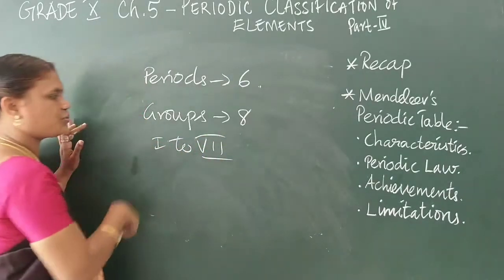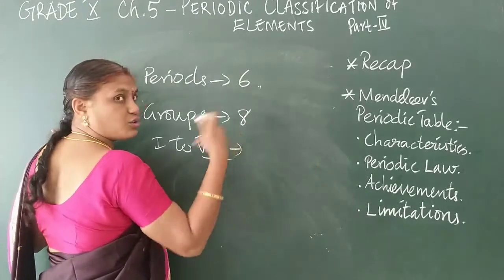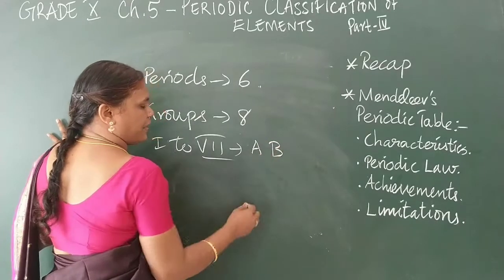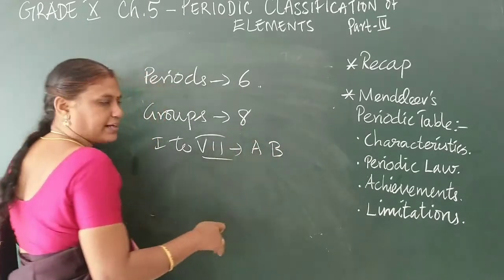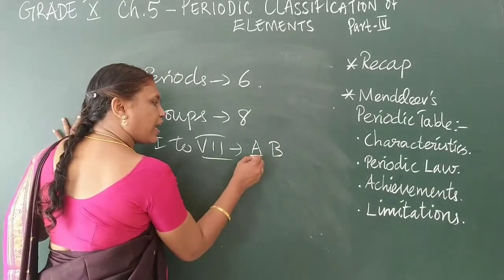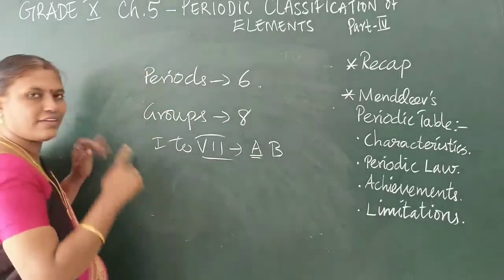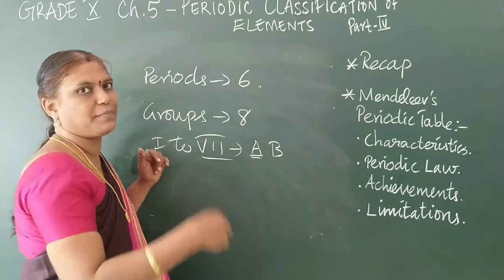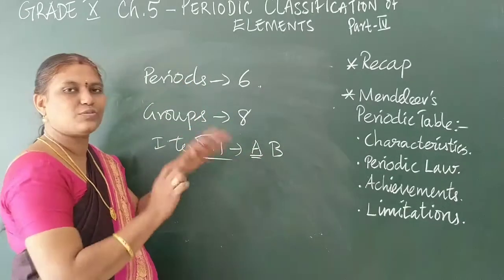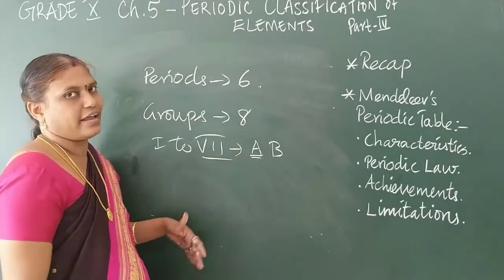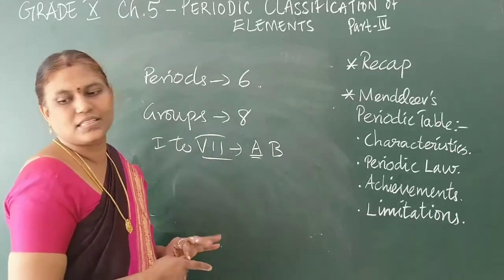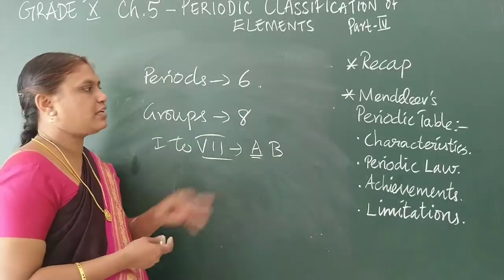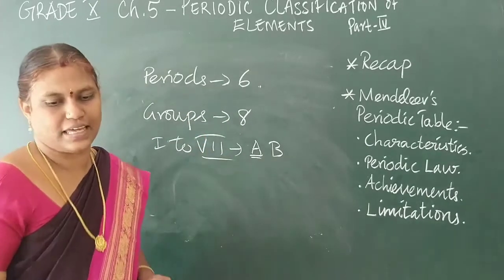From the first group to the 7th group, there are 2 subdivisions, A and B. They have the same character, but A will be more reactive than B. So that will be 1A, 1B, 2A, 2B, 3A, 3B up to 7. The 8th one has only 3 triads and only 9 elements are arranged. So this is the basic thing he did in the Mendeleev periodic table.